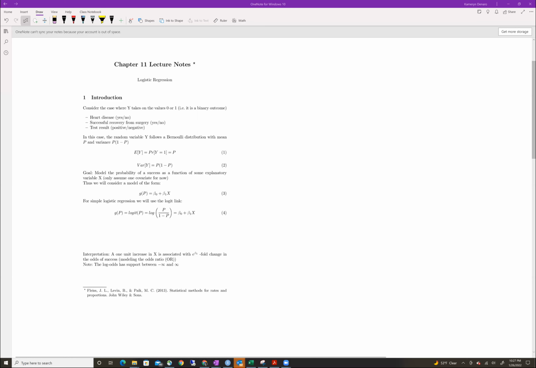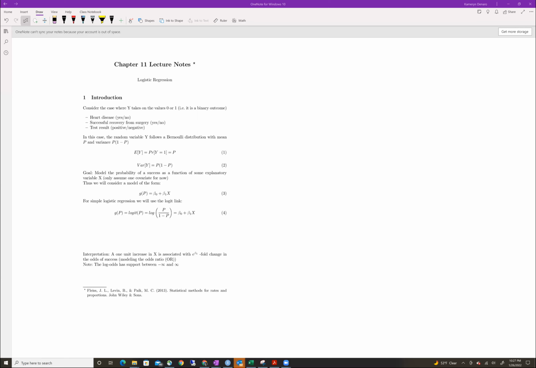Hello, everyone. We're working through statistical methods for rates and proportions, chapter 11. In this chapter, we're focusing on logistic regression. This is when we have two possible outcomes for our dependent variable. It's either going to take a 0 or 1, a binary outcome. Some examples are whether or not a patient has heart disease, or if someone successfully recovers from surgery.